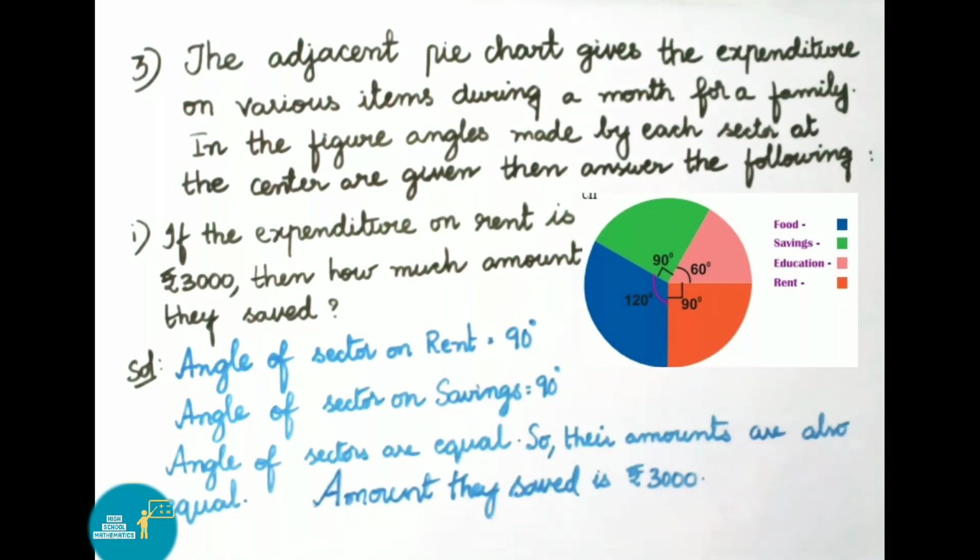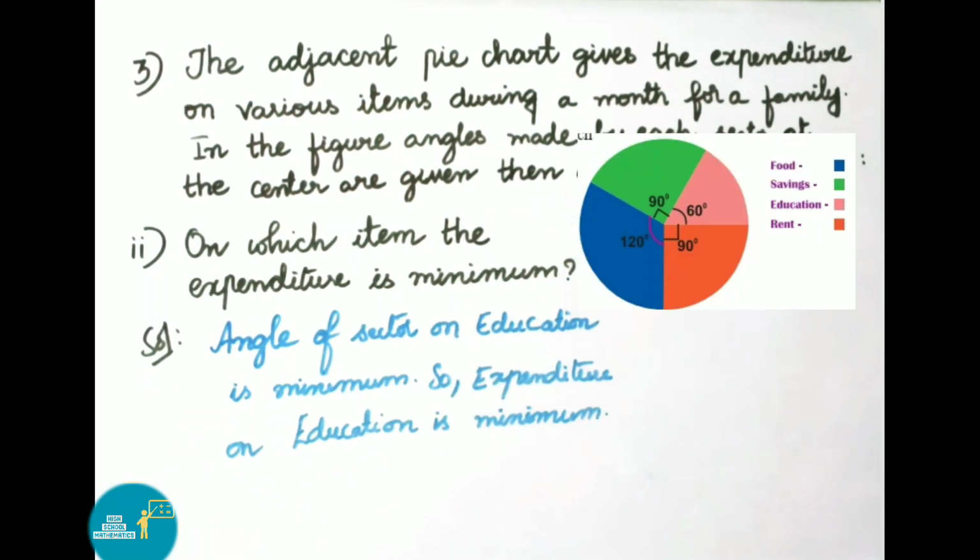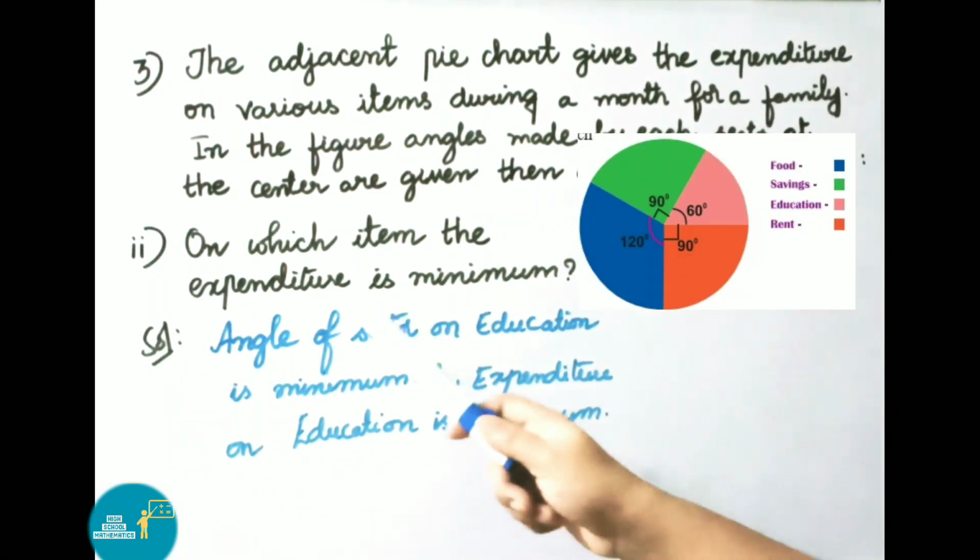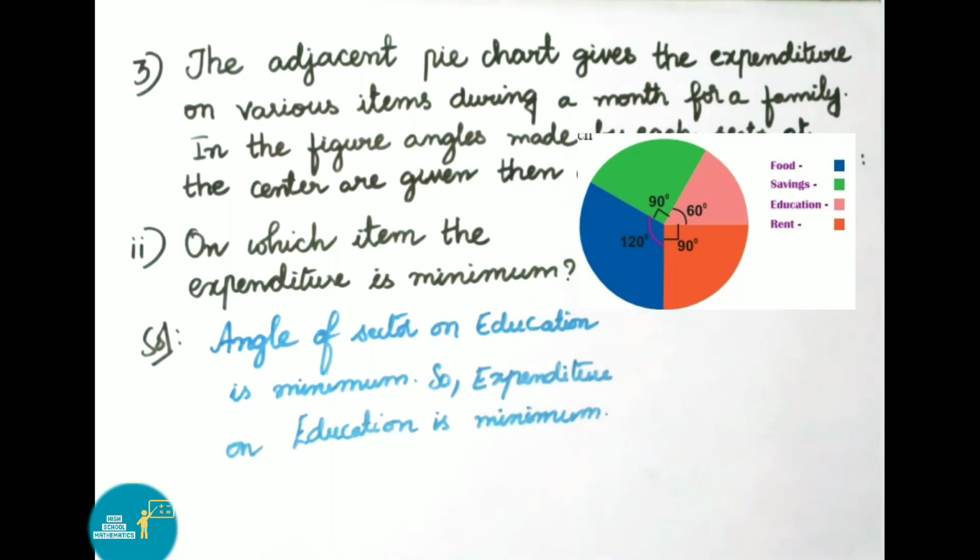The angle of the sector on rent they have given is 90 degrees and the angle of the sector on savings is 90 degrees. The angles of both sectors are equal, so their amounts are also equal. Therefore, the amount they saved is 3000 rupees. See now third question, second one. On which item is the expenditure minimum? Let us see the solution. On observing the pie chart, the angle of the sector on education is minimum.